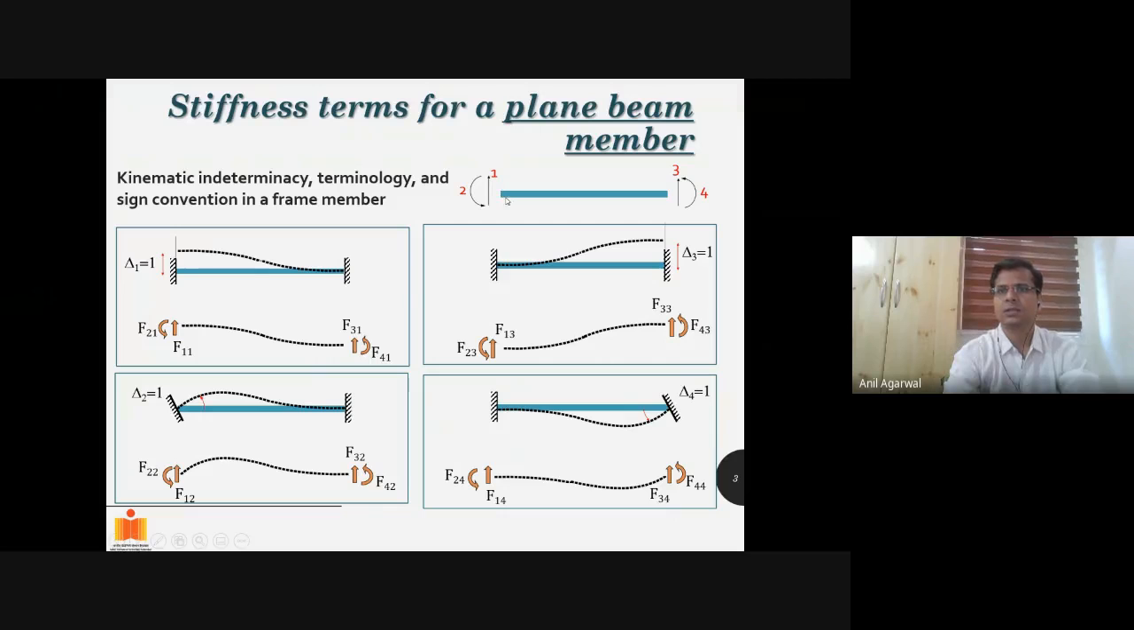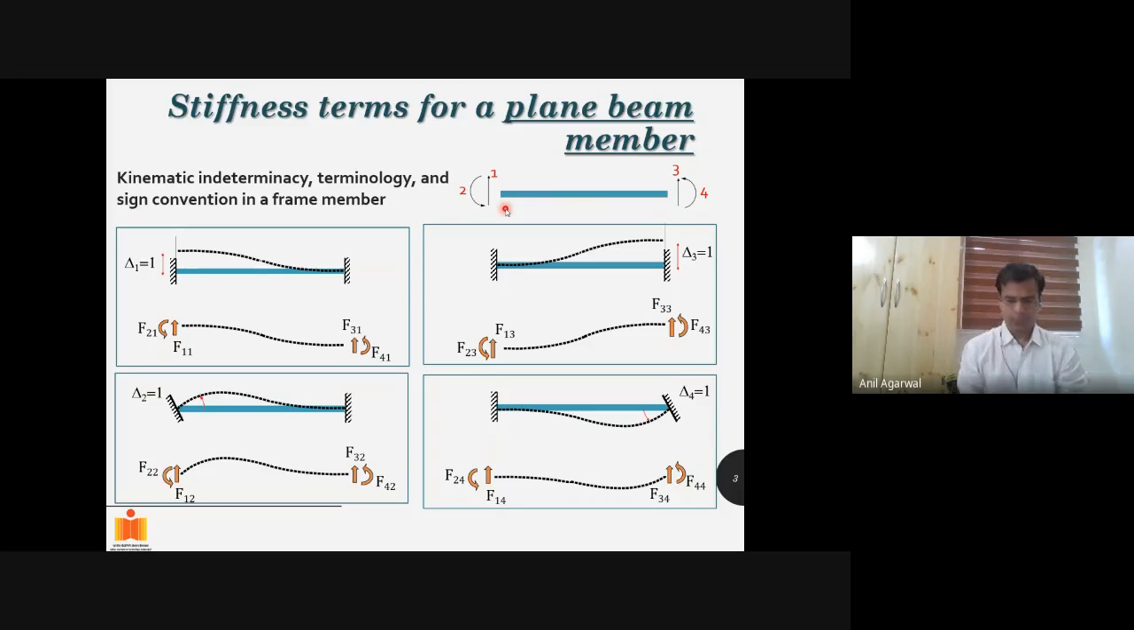A plane beam, this is the member here. You can see it, right? At the top, this is a plane beam. When I say it's a beam member, that means it cannot even deform in the axial direction. There is no axial deformation in the beam. That means we can ignore the degrees of freedom in the axial direction. So what degrees of freedom are available to us? Lateral movement at this joint, rotation at this joint, lateral movement at this joint, and rotation at this joint. Fine. These 4 degrees of freedom are available to us.